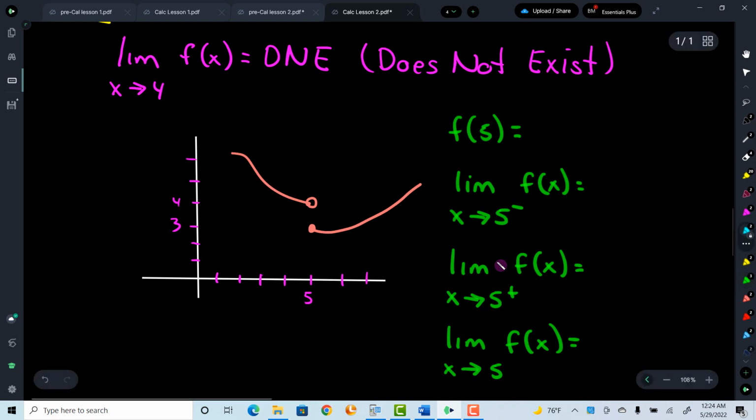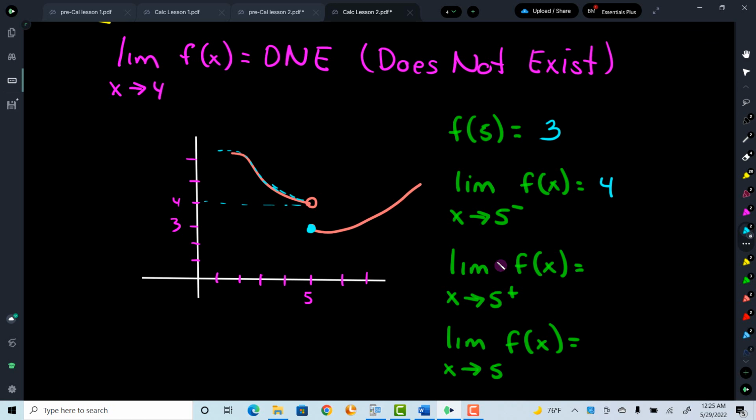F of 5. When x equals 5, what does y equal? Well, there's the point right there. So y would equal 3. So f of 5 is 3. Now let's look at the limit as x approaches 5 coming from the left. So as we come from the left, what is y doing? Y is approaching 4.